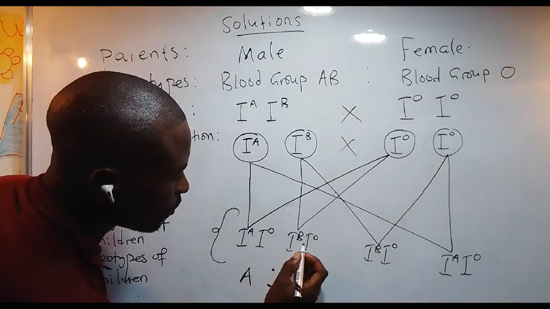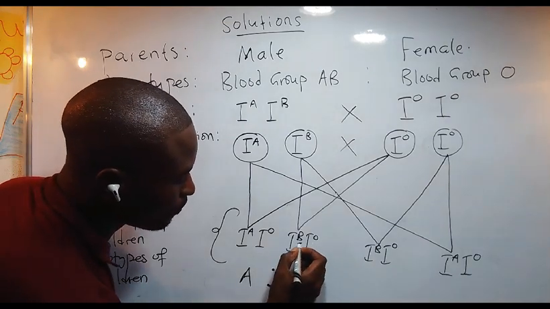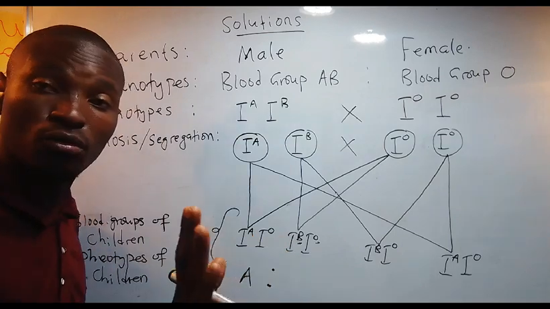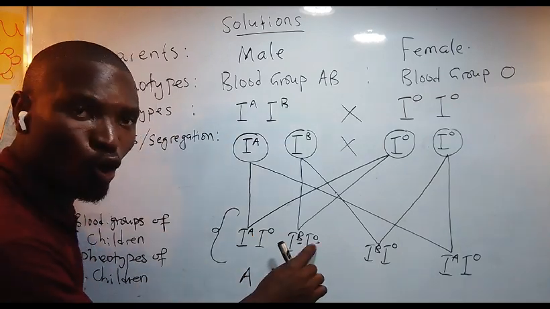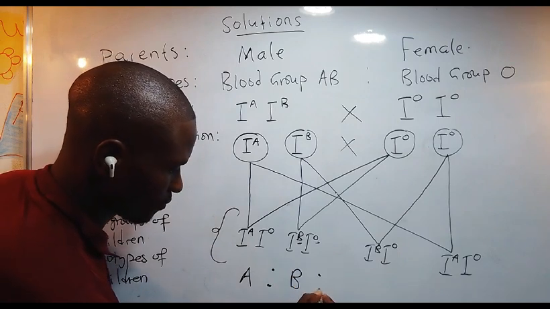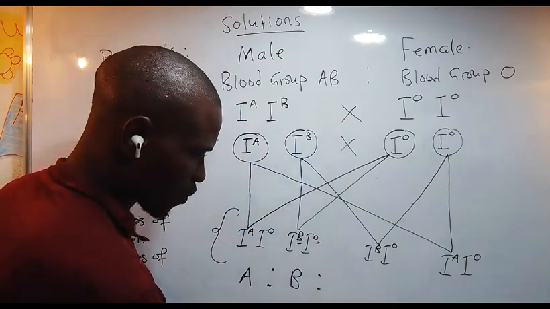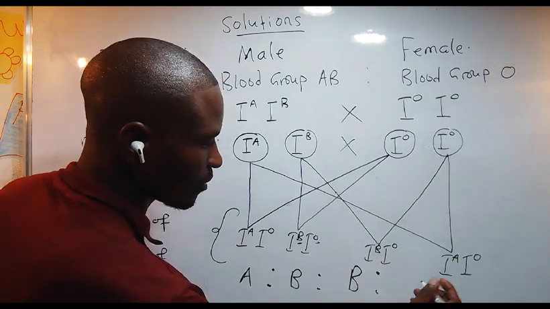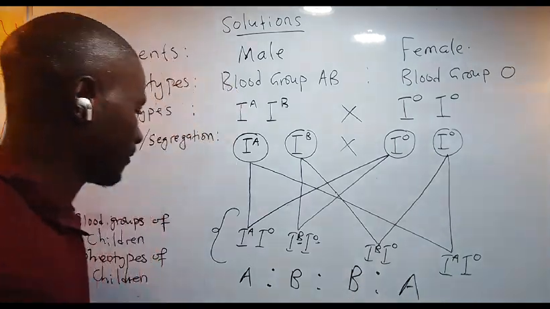Okay. So when you have blood group B and O, this person is just in blood group B because O is recessive. And then this one is just in blood group B, and this one just now.